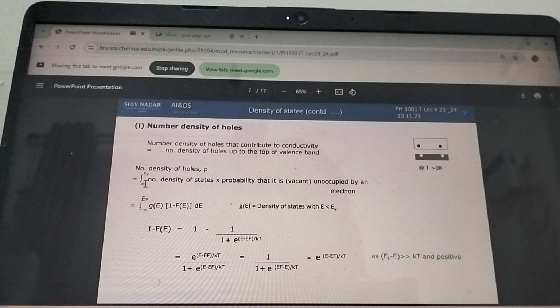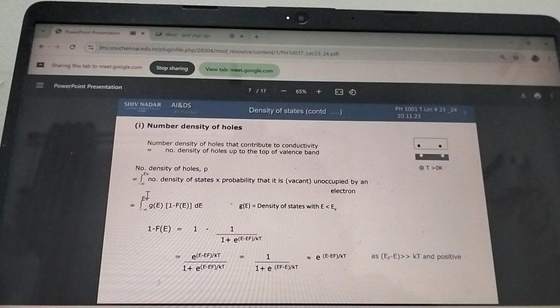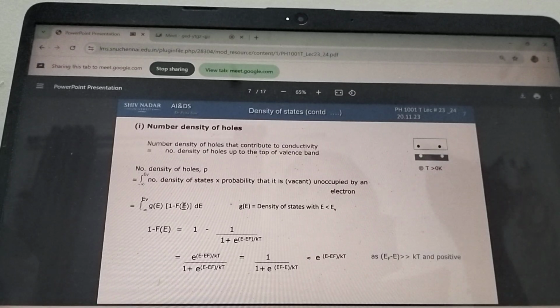Under those limits, again, the number of energy states times the probability that they are vacant. Why vacant? Because we are talking about a hole, not the existence of an electron but the absence of an electron in the valence band. So it should be the integral from minus infinity to EV of g(E) times 1 minus f(E), because f(E) is the probability that an orbit is occupied by an electron. So the probability that an orbit is vacant, or an electron is absent, would be 1 minus f(E).